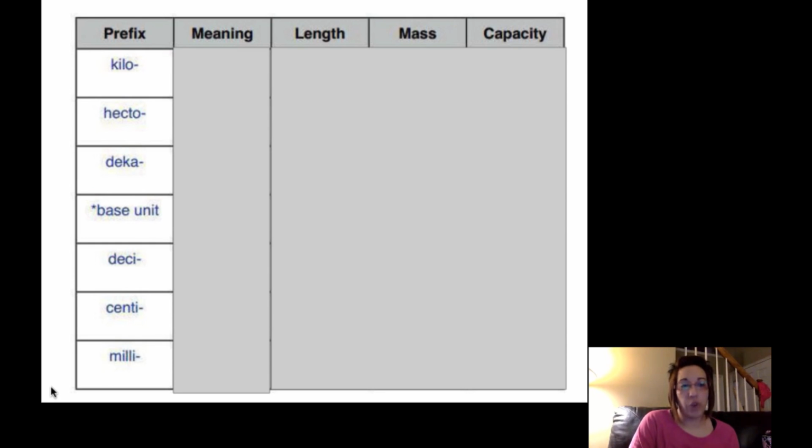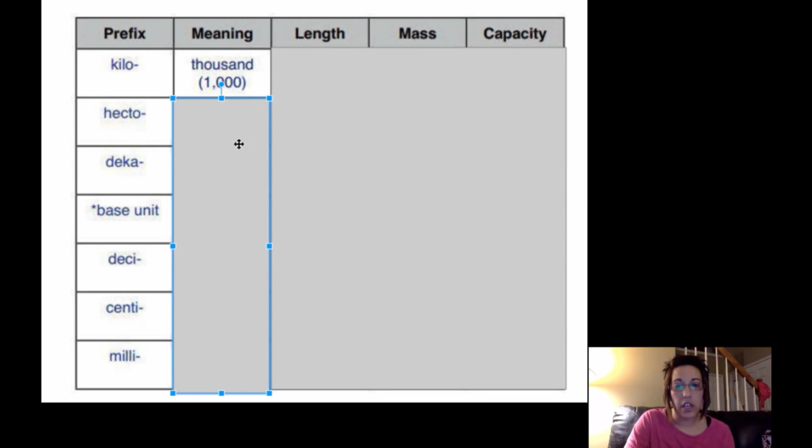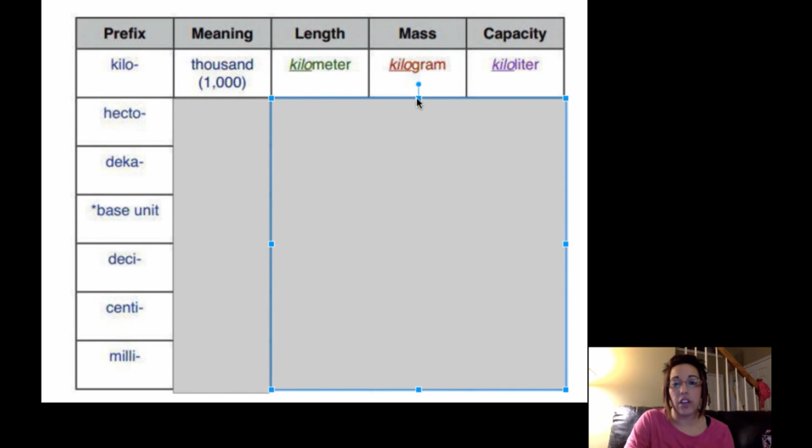When we are converting metric units, these prefixes are essential for you to know what they mean. So let's look at the first one. Our first one is kilo. Kilo means 1,000. So our units for length, we have kilometers. You might have heard somebody talking about driving down the road in kilometers. We've got kilograms and kiloliters.